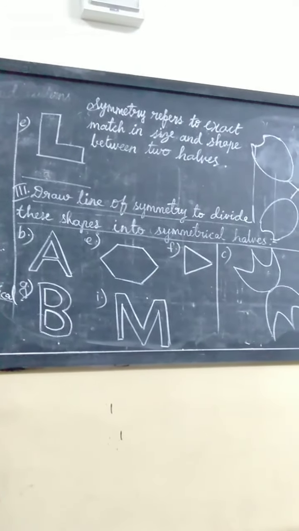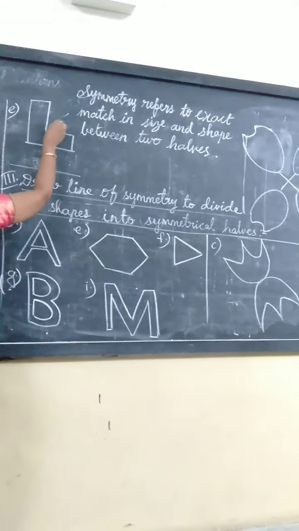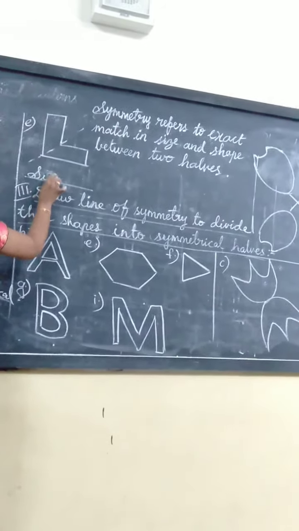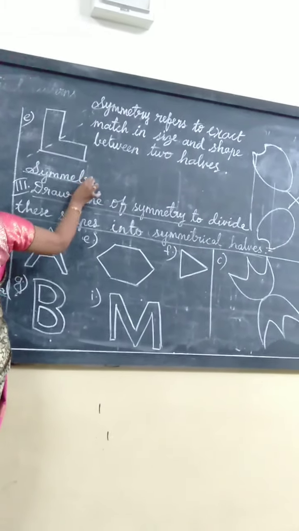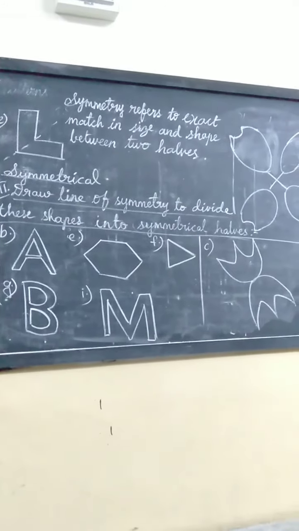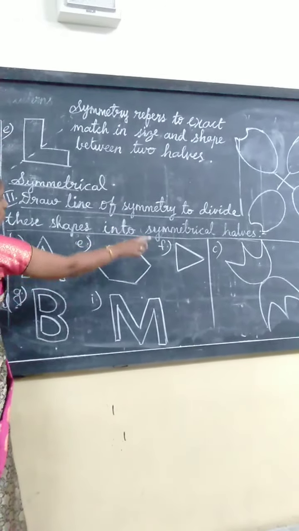Next, moving on to E sum. See the E sum. If you divide the shape like this, both the sides will match. So this shape also is said to be a symmetrical shape. Now moving on to Roman number 3. Draw line of symmetry to divide these shapes into symmetrical.